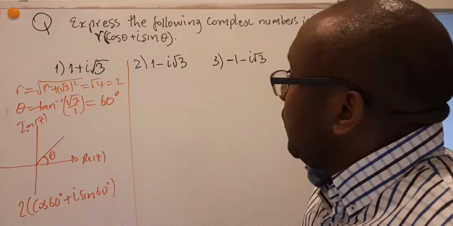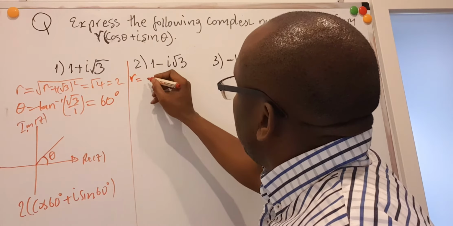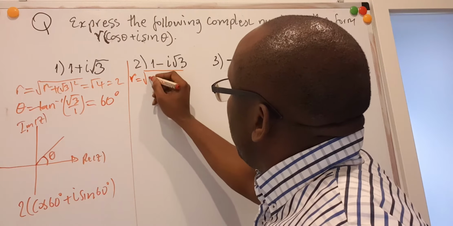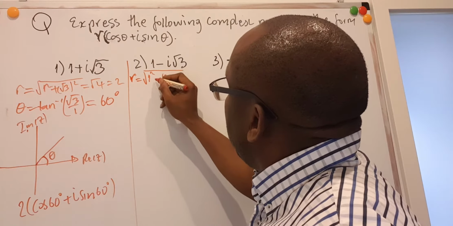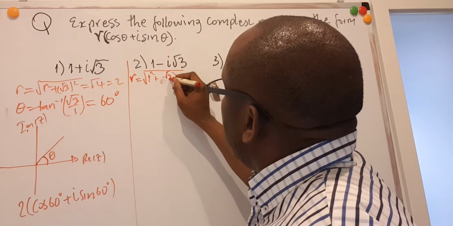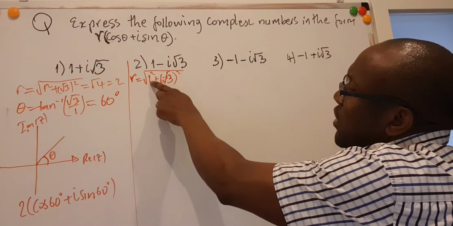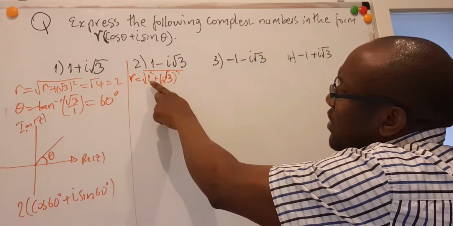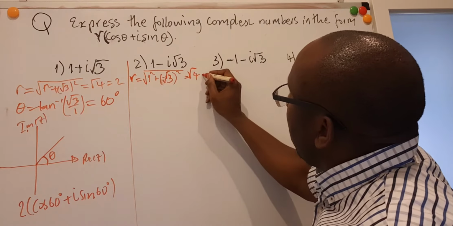So let's look at this one. We look for the modulus. R is equal to the square root of the real part squared, 1 squared, plus the imaginary part, that is minus root 3, which I'll put in brackets, squared. The minus squared is positive, so this is simply 1 plus 3, and that's simply the root of 4. And the answer is 2 again, like before.